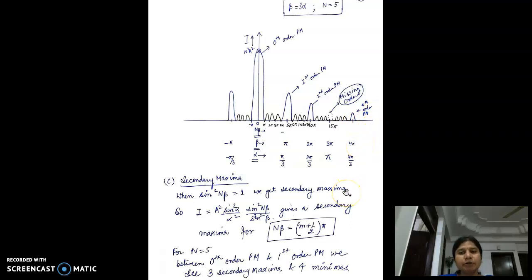So this concept of missing order should be absolutely clear to you, and you keep getting numericals based on missing order. So please try and understand this whole concept.